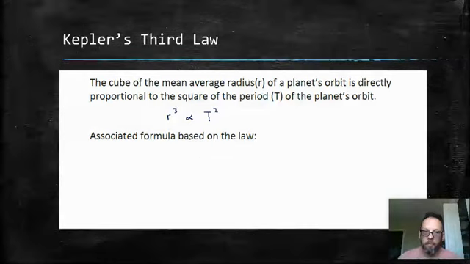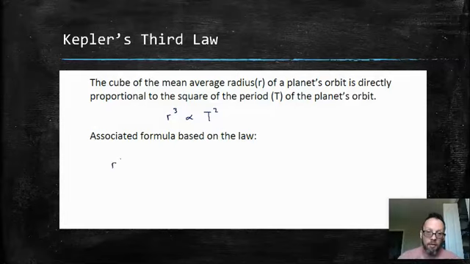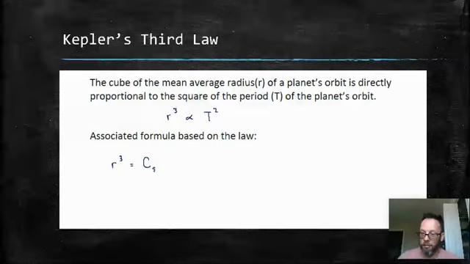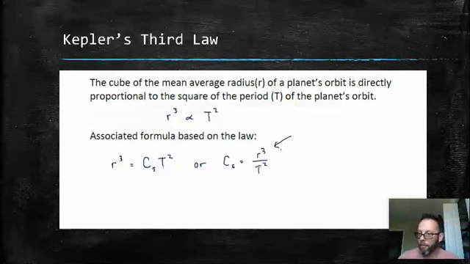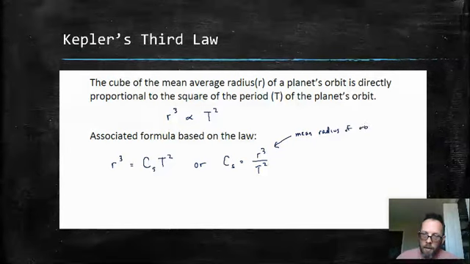So this formula means this. Since r cubed is proportional to T squared, a formula for that is just this. For anything in orbit, r cubed equals some constant, and we're going to call it C_S, times T squared, the period. And this is sometimes rearranged, so C_S equals r cubed over T squared. All right, so let's talk about what this formula means. The r is the mean radius of orbit of the satellite.